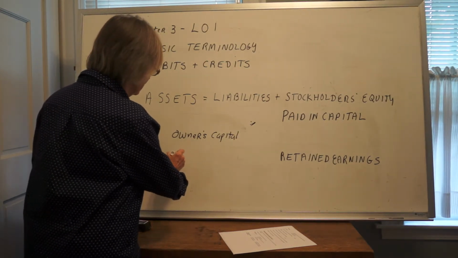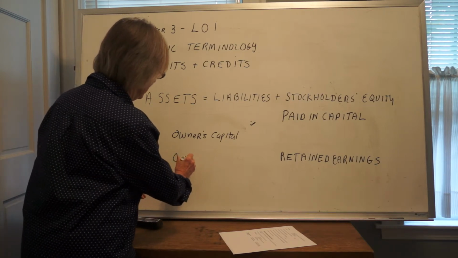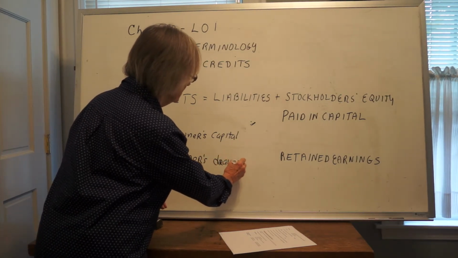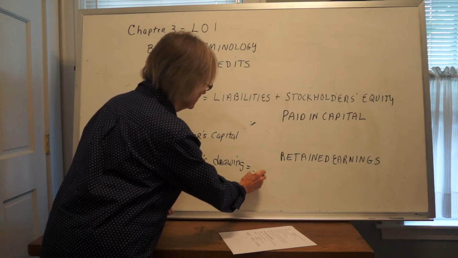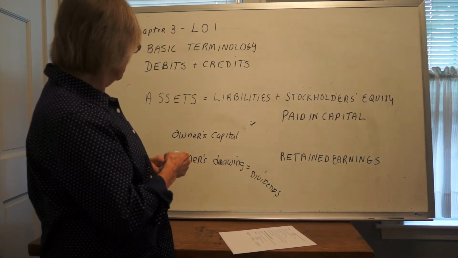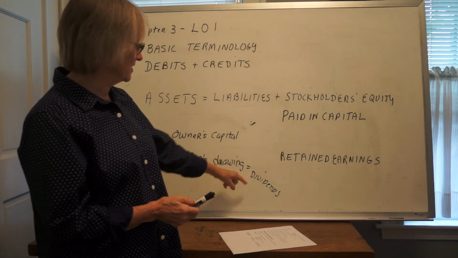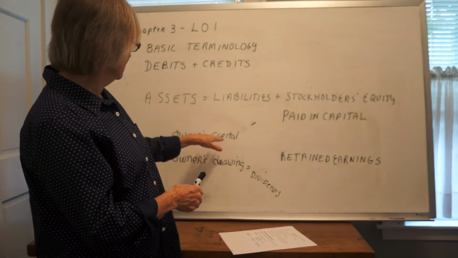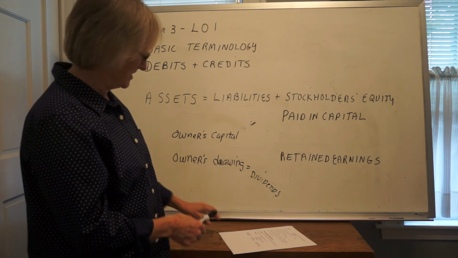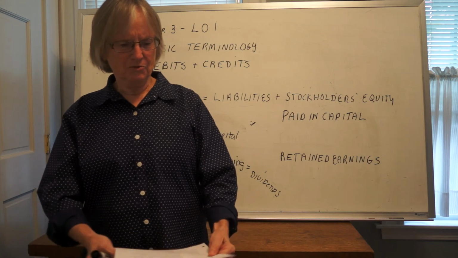The dividends would be owner's drawing, and that would be the equivalent of your dividends account in a corporation. Okay? So investments by owners would be called owner's capital, and owner's drawing would be dividends. So when the owner takes money out of the company, you do not debit the owner's capital. You would be debiting the owner's drawing. Okay, you will run into that. Okay, so I think that's about it for Learning Objective 1.